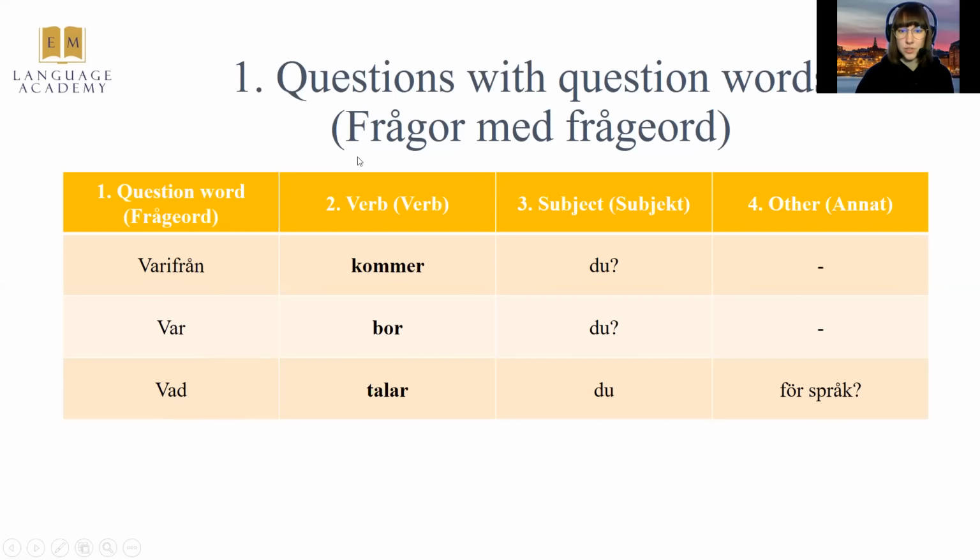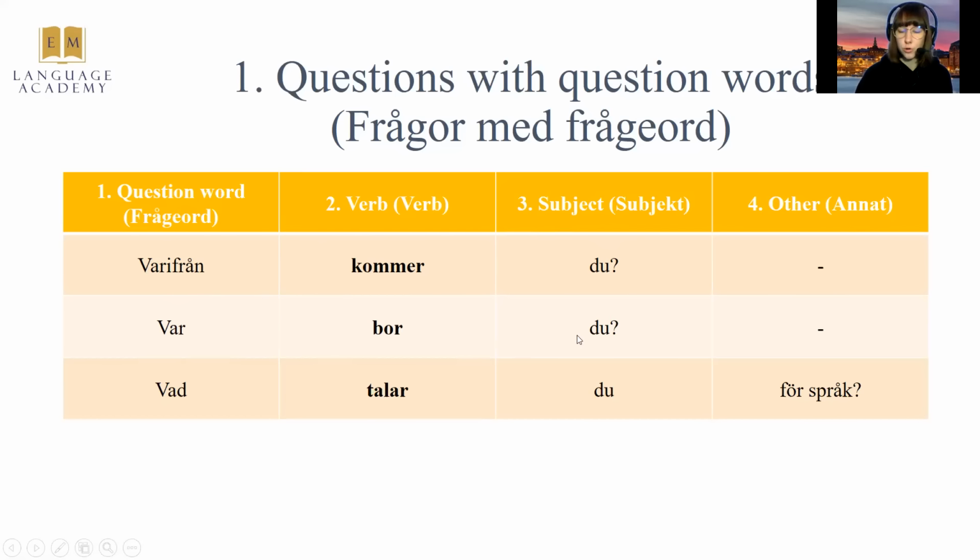Now the second position is always taken by the verb. It is the subject that takes the third position, for example, du. In all 3 examples, we have the same subject. And then we position something that is left, annat. So the examples are as follows. Varifrån, question word. Kommer, the verb. Du, subject. Where do you come from?